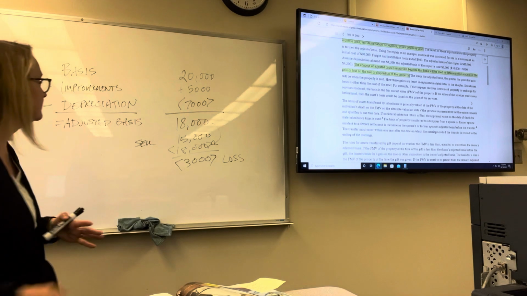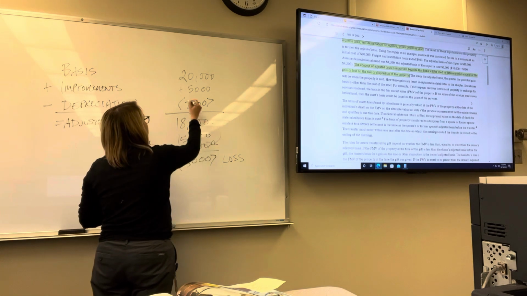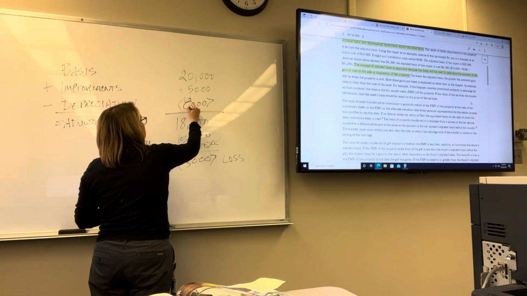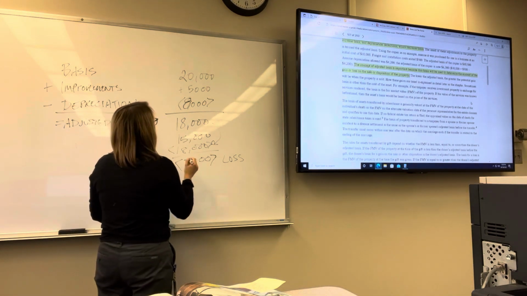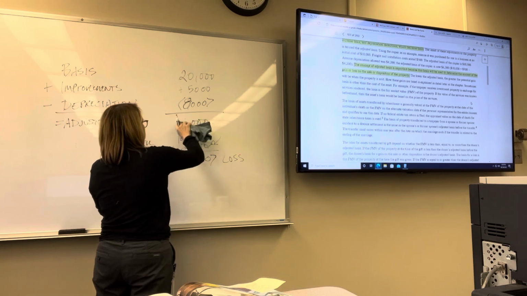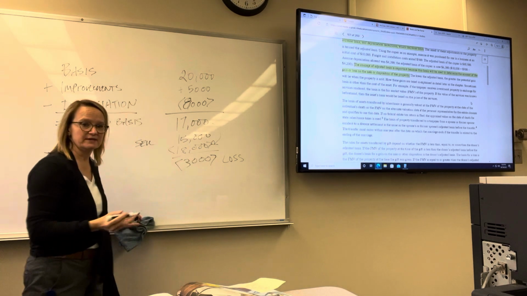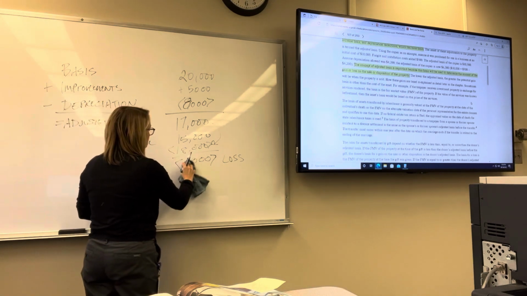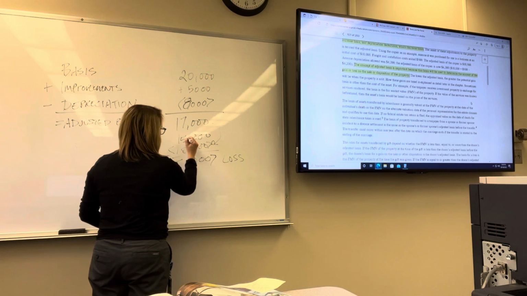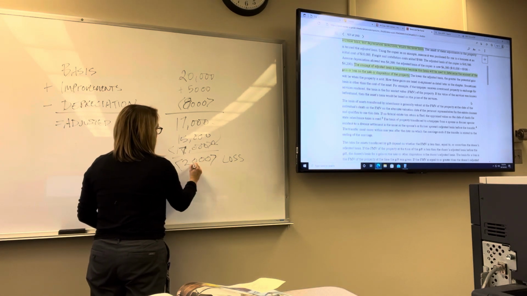You can see that. So the lower, if this basis, let's say we took $8,000 of depreciation instead of 7, well, that makes this 17, right? 17,000. We sell it for 15. Now our loss, 17,000. Now our loss is only $2,000.